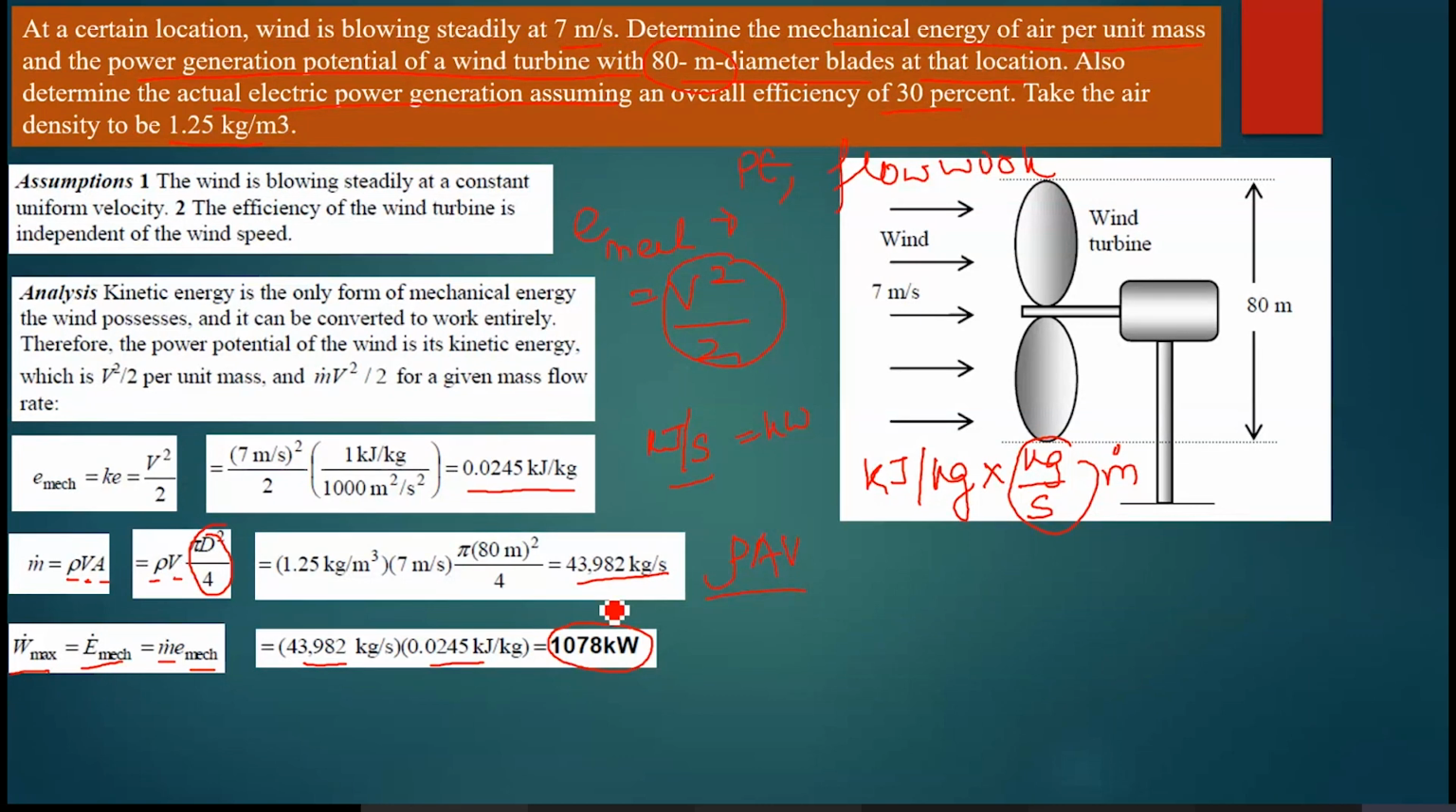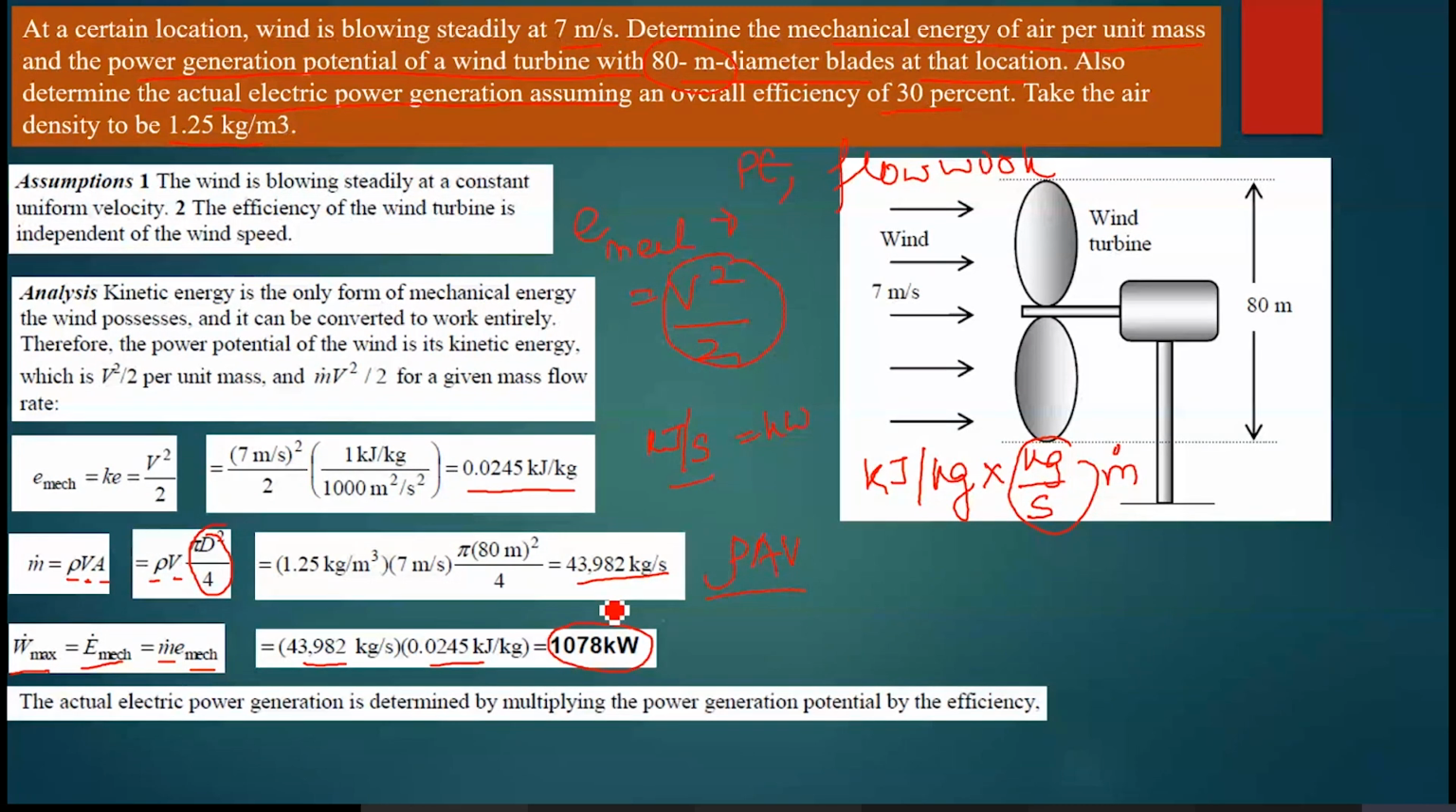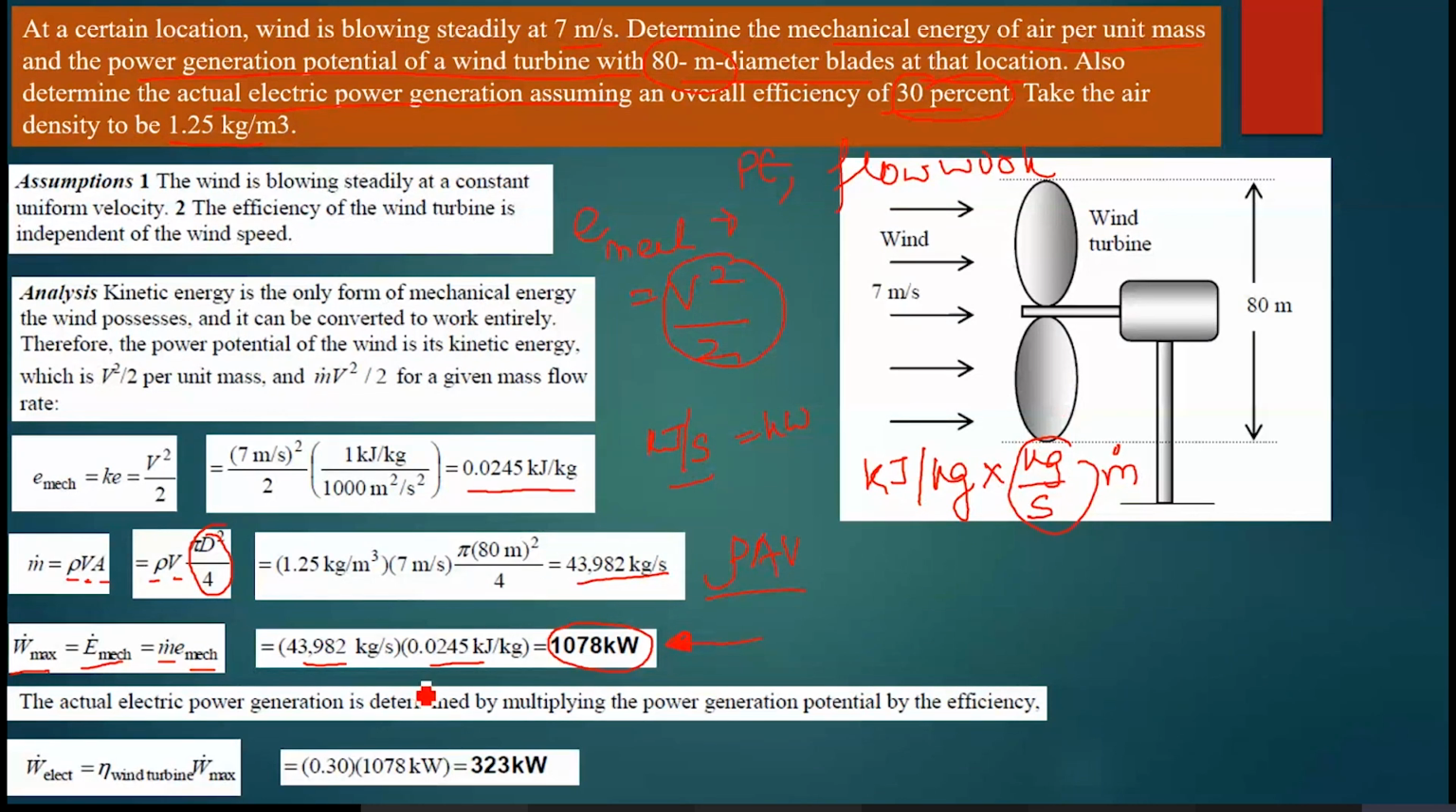Yes. All right. Moving on, the actual power generation is what? It is basically 30% of what you could generate. So since the efficiency of your wind turbine is 30%, your actual electrical energy would be 30% of the energy that could have been generated, which comes out to be 323 kilowatts. Is it clear? We have looked into a similar example if you remember. Yes, no, so that I could move forward.